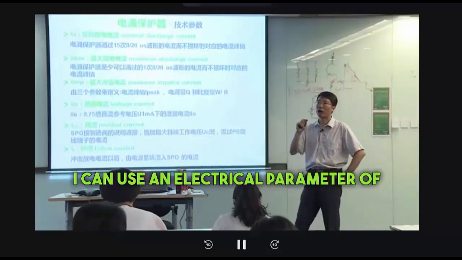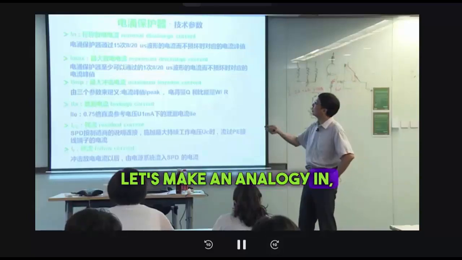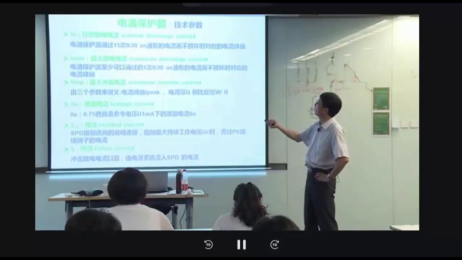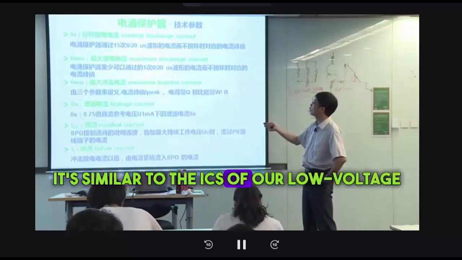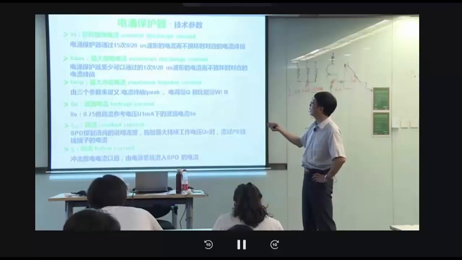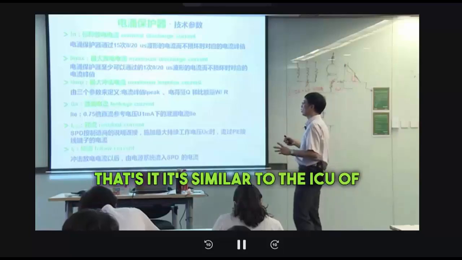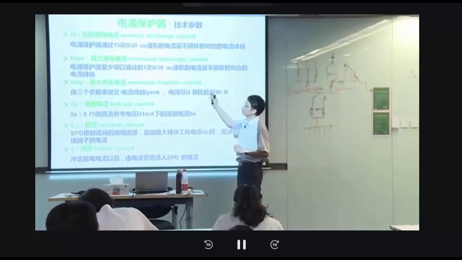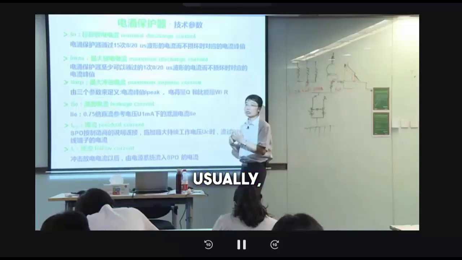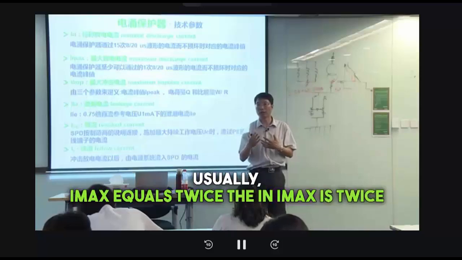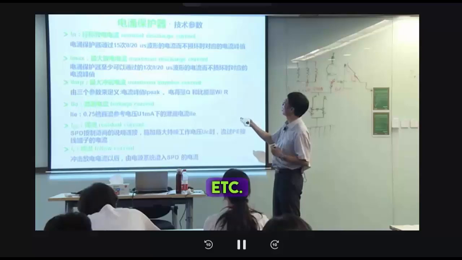I can use an electrical parameter of a circuit breaker for comparison. In must withstand multiple 8/20 waveform currents without damage. It's similar to the Ics of our low voltage circuit breakers, while Imax only passes through once it's exceeded. It's similar to the Icu of circuit breakers. So this Imax value is often very large. Usually Imax is twice the In. There's also residual voltage, limiting voltage, Up itself.